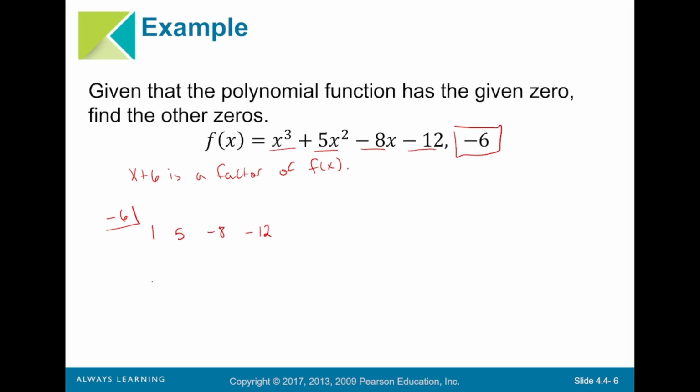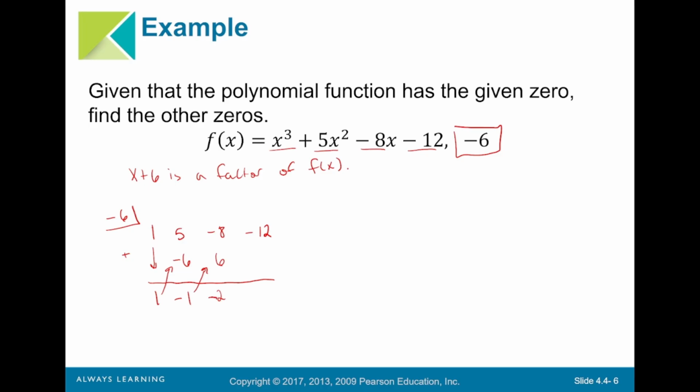Give myself space for a row, and then I draw a bar. Step 1 is always to drop the 1, and then we're going to bring it up by multiplying the 1 with the thing inside the hat, the negative 6. Now we always add the 5 and the negative 6 to make negative 1. Now that negative 1 multiplies with the negative 6 again to be brought up, which gives us a positive 6. The negative 8 and the positive 6 are added together, and we get a negative 2.